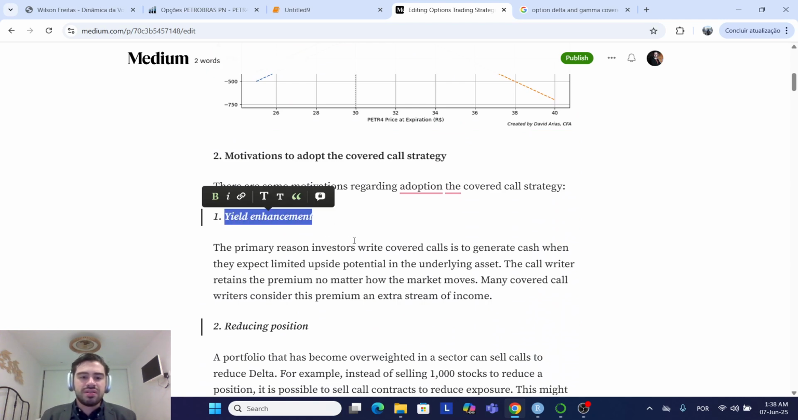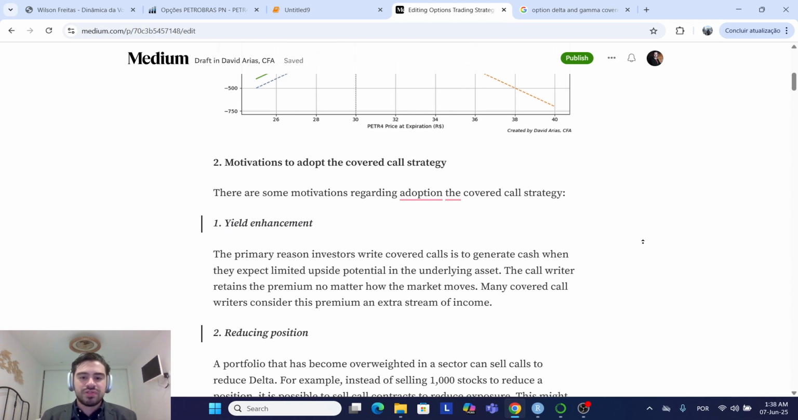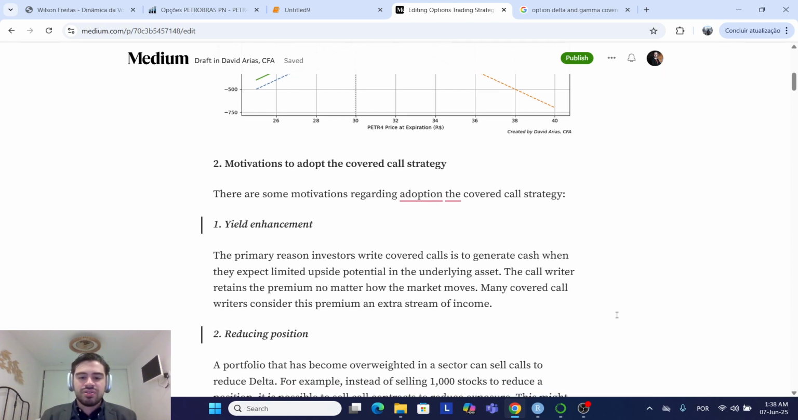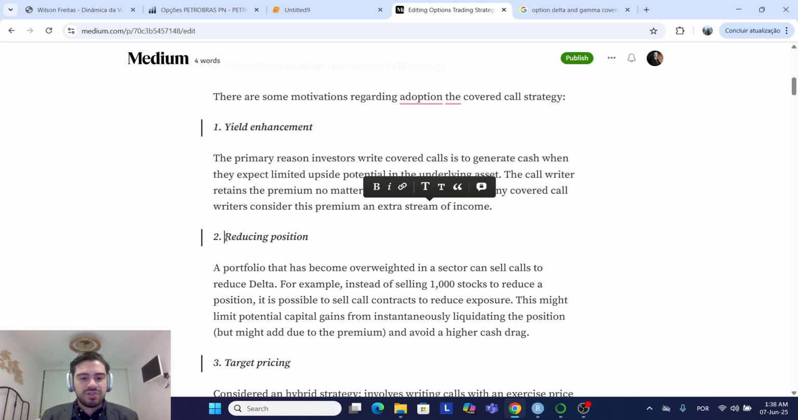Well, the main thing is the yield enhancement because the call writer gets a premium no matter how the market moves. So if I sold it at the money and the call is exercised, I still get a gain. So this can be seen as an extra stream of income. This can also be a way to reduce positions.